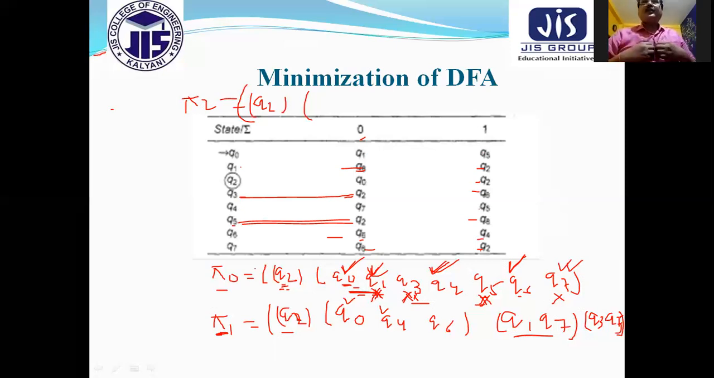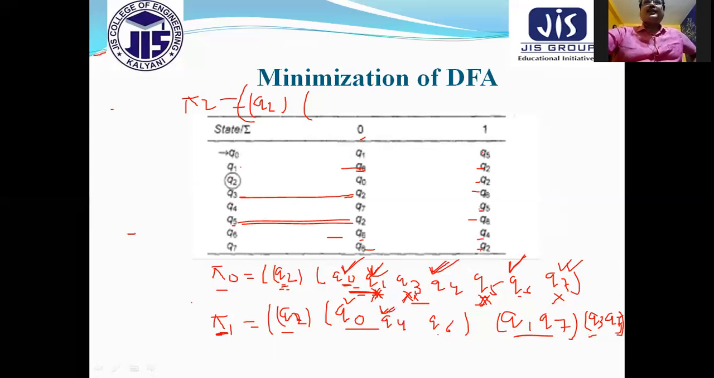How can we go for the checking here? Here you can see that Q0, Q4 are not creating any problem. If I say it is Q1, Q4, it is a Q7. Both are in the same set. And Q4, it is a Q5 and it is a Q5. Both in the same set. So it is not getting any problem. So it is okay.